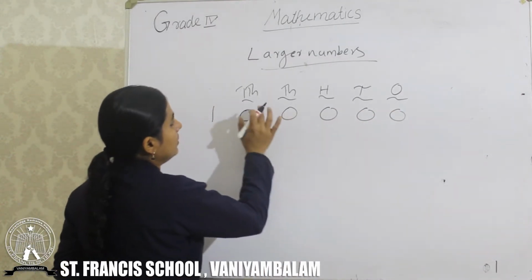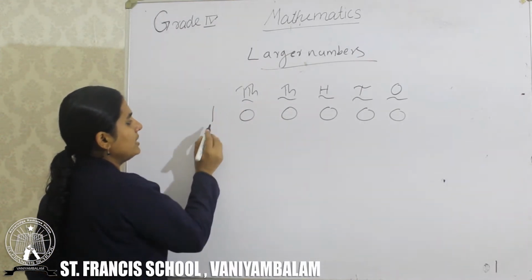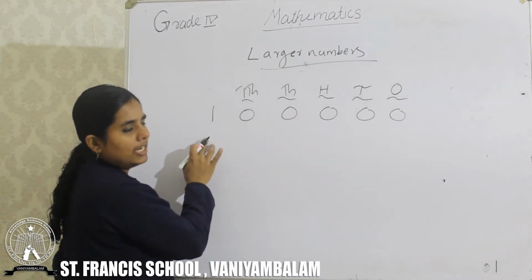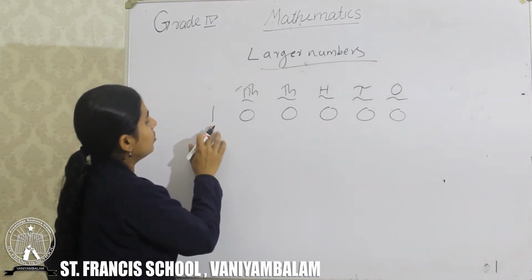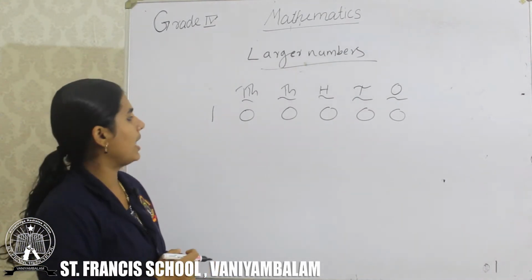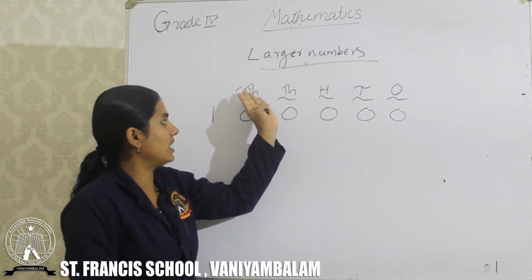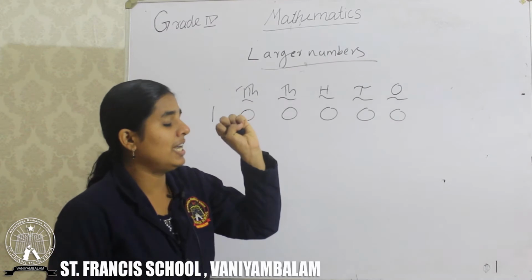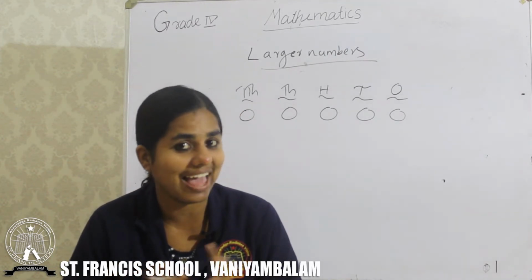Here, look, we have up to 10,000 only. We have one more new room here. How do we read the name of this room? We don't know yet, so we can see what the name of this new room is. First we have ones, 10, 100, 1000 and 10,000. Children, the name of our new room is lakh.